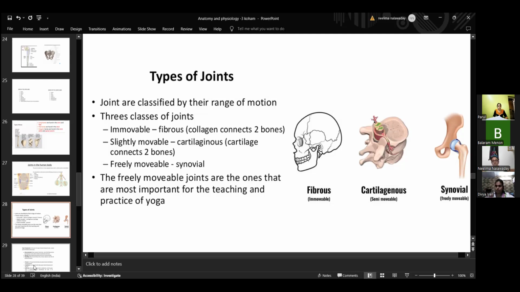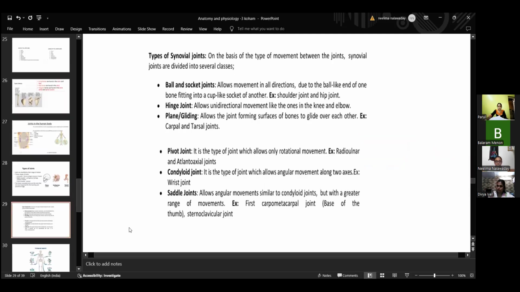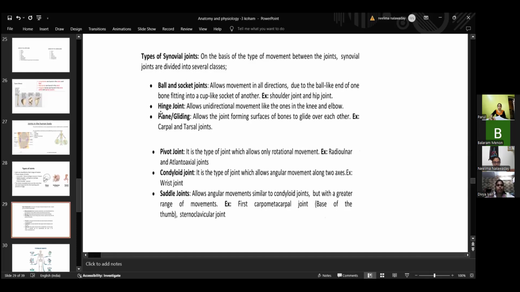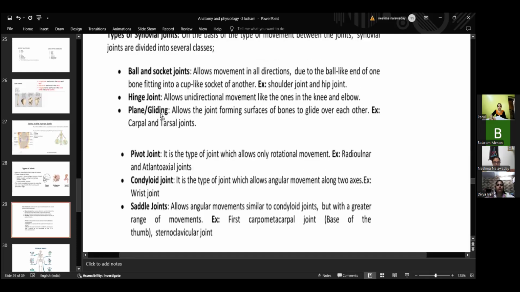Then synovial is freely movable. Knee, you can see here, hip joint, then shoulder joint. Those are freely movable joints. Now, synovial joints are again divided, and you can see the types of synovial joints. Now it is visible.